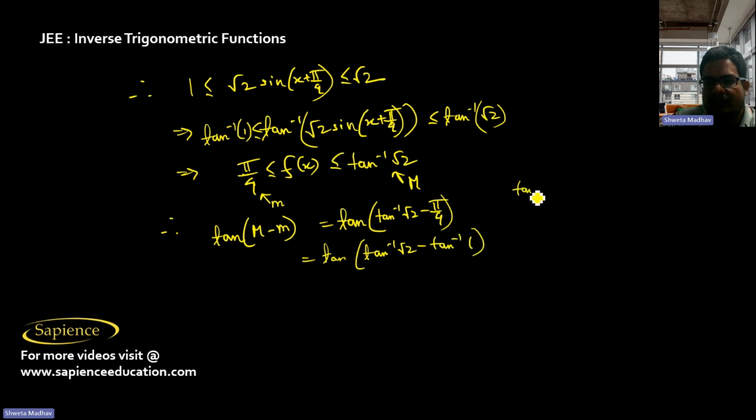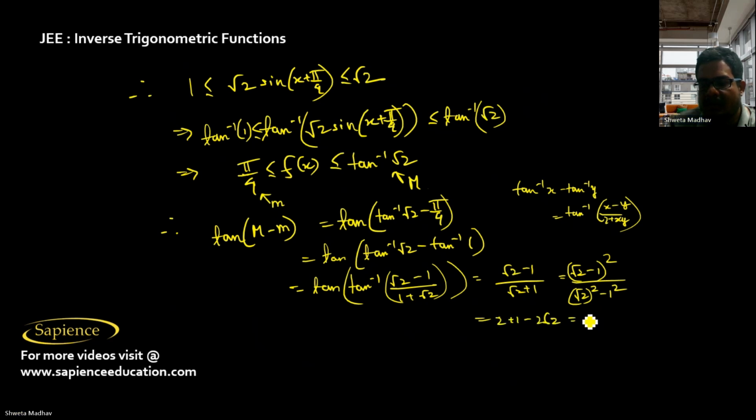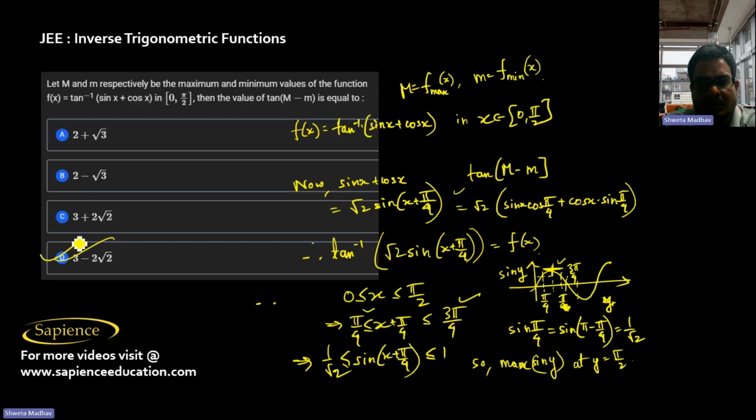And as we know, tan inverse of x minus tan inverse of y is equal to tan inverse of x minus y by 1 plus xy. So this we can write as tan of tan inverse of root 2 minus 1 by 1 plus root 2. So this is actually root 2 minus 1 by root 2 plus 1. Tan and tan inverse cancel. If we rationalize it, this will be root 2 minus 1 whole square by root 2 square minus 1 square. So that is root 2 minus 1 whole square, that is 2 plus 1 minus 2 root 2, so that is 3 minus 2 root 2. So option D is the correct answer.